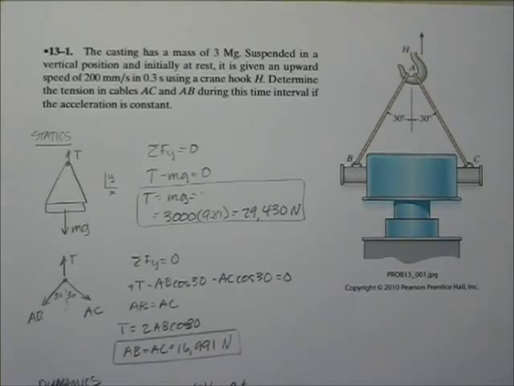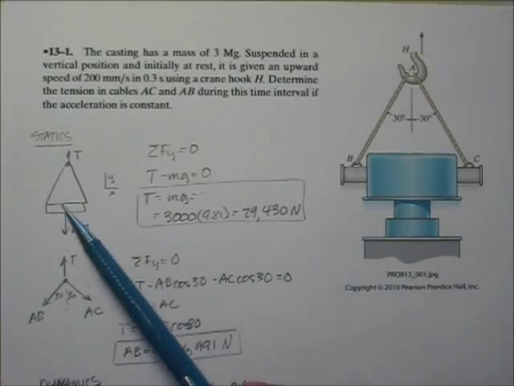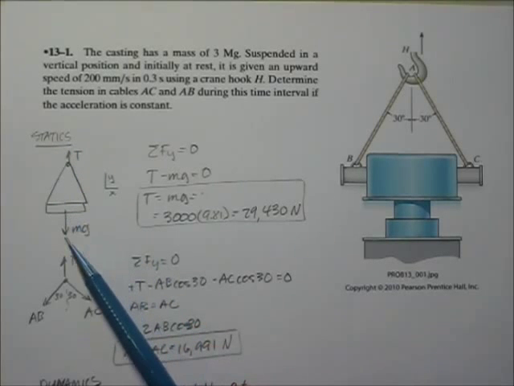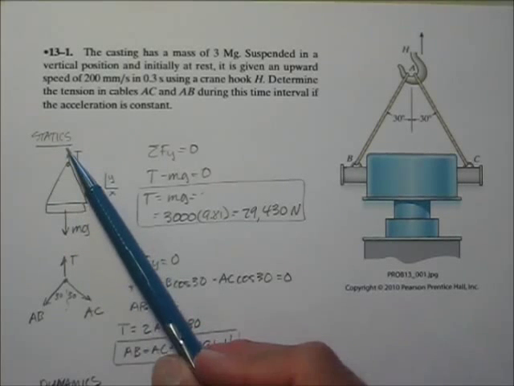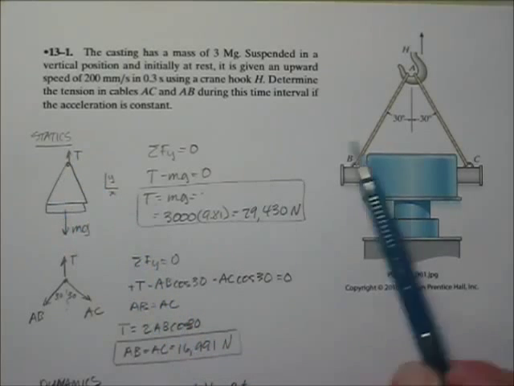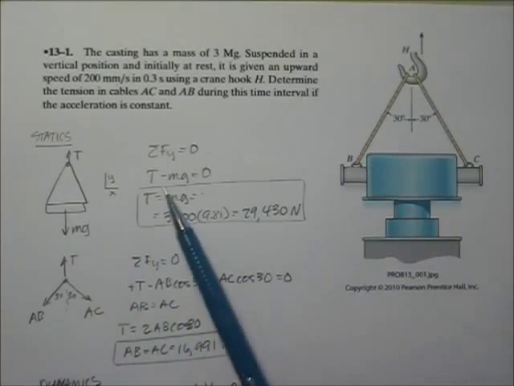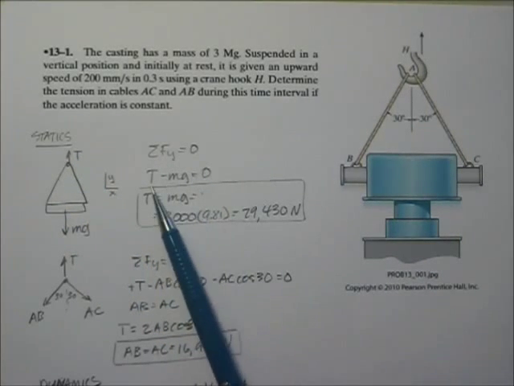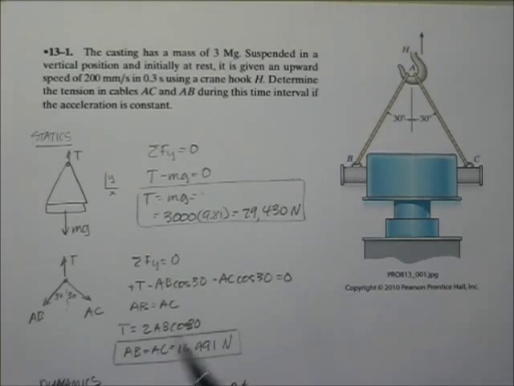All right, so let's look at this as a statics problem first. In this case, we're not going to look at the acceleration. We're just going to draw a free body diagram in statics. We're going to say that there's an mg coming down and a tension pulling up. So we're drawing this part of the free body diagram. The sum of the forces in y is equal to 0, so tension is equal to mg, and we can resolve for the tension: T equals 29,430 newtons.